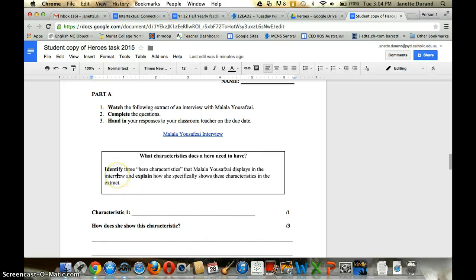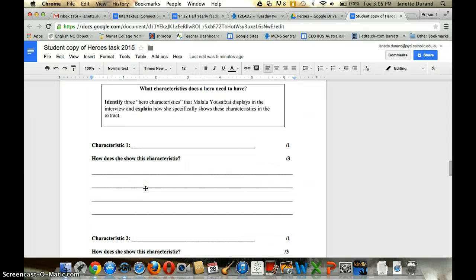So you need to identify 3 hero characteristics that Malala displays in the interview and, importantly, explain how she specifically showed these characteristics in her extract. So if you look at characteristic 1, now you might write there courage, and that will be correct and you'll get 1 mark. But then you need to go on and explain how she shows this characteristic.